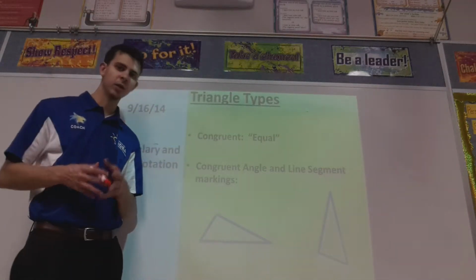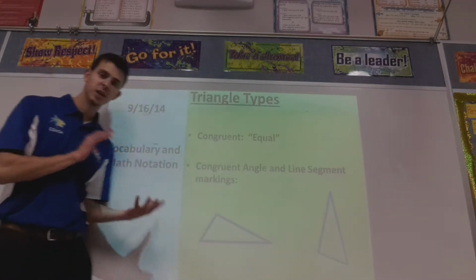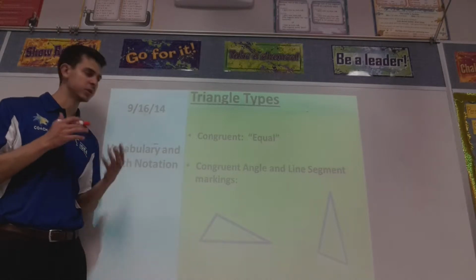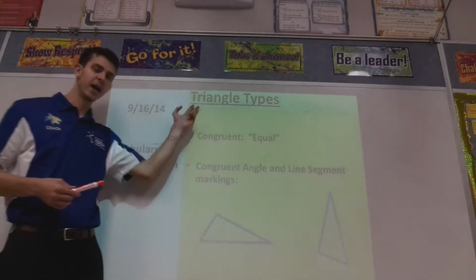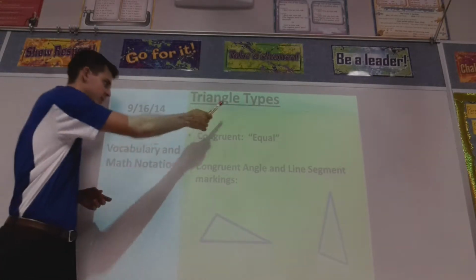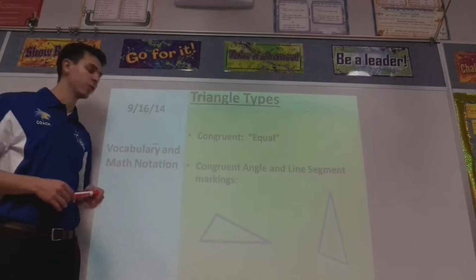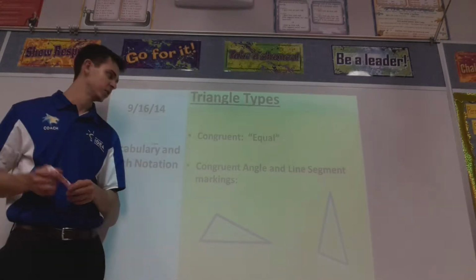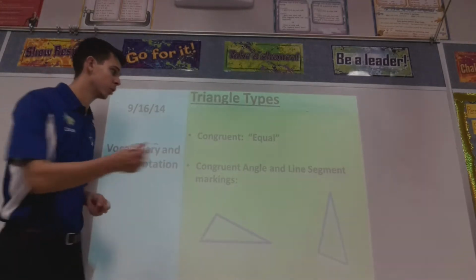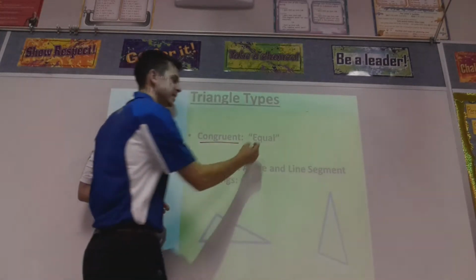Hello everyone, we are learning about triangles today. I want this in your composition notebooks, in your notes. The title is Different Types of Triangles, Triangle Types. We're going to learn some vocabulary and some math notation first. This is important. Congruent means equal.